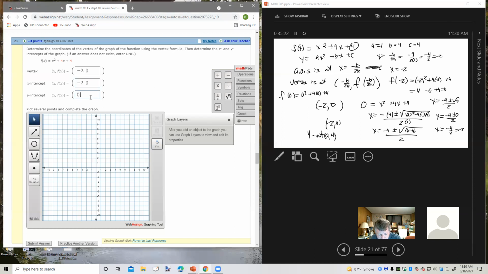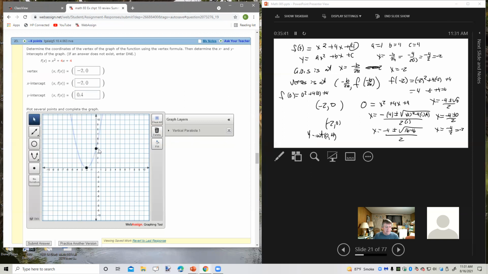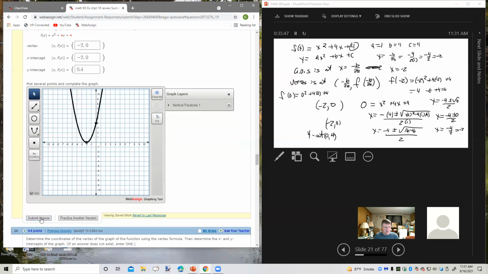Now, to graph the parabola, I need to start with the vertex, which is at negative 2, 0. And then one other point. Well, the x-intercept is the same point. Oh, but the y-intercept, that's another point on the graph. And again, let's make sure my points are right. Negative 2, 0, 0, 4. So that should be correct. Let's see what happens.